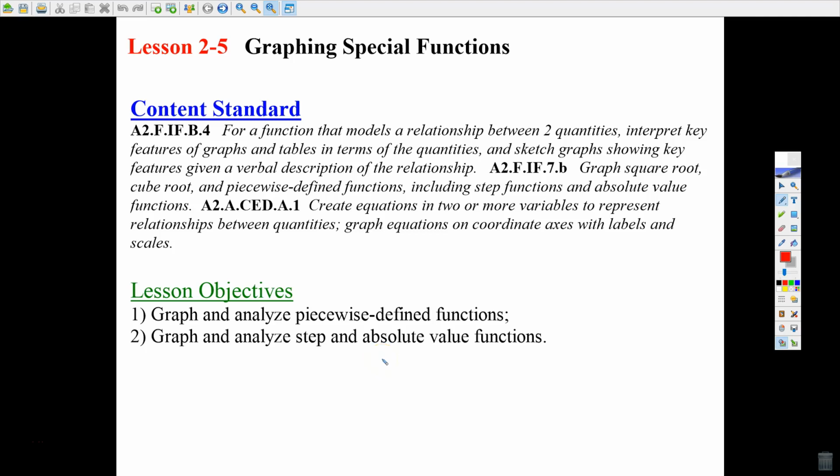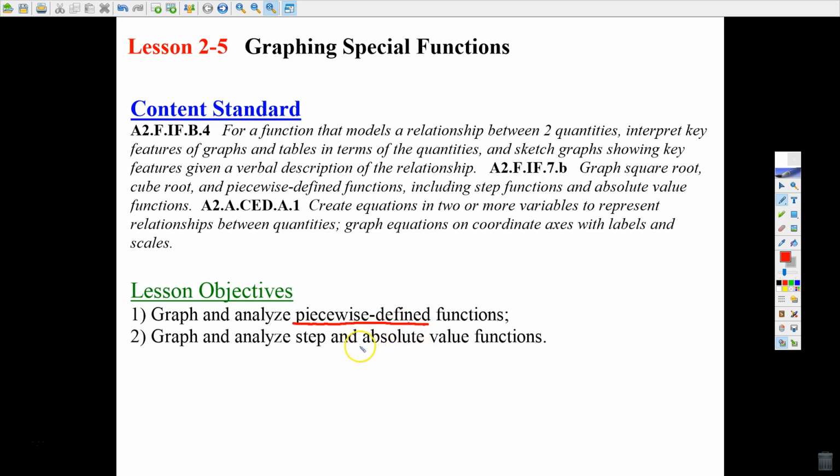Today's lesson is lesson 2.5, and we are going to be graphing special functions. For now, we're going to only cover two of the three special functions that are identified in my objectives. And I'm going to save the step function, the greatest integer function, for a later lesson. But for today, we're going to focus on these functions we call piecewise defined functions.